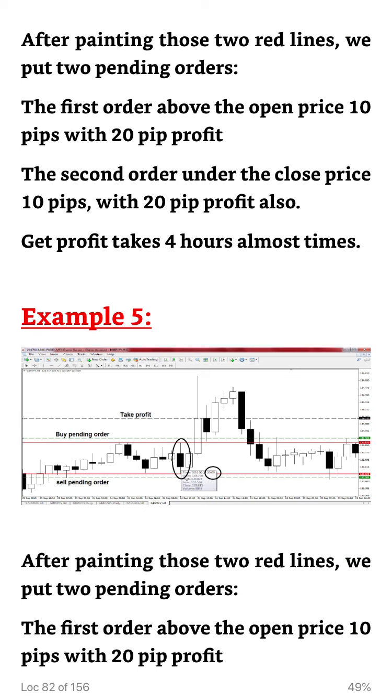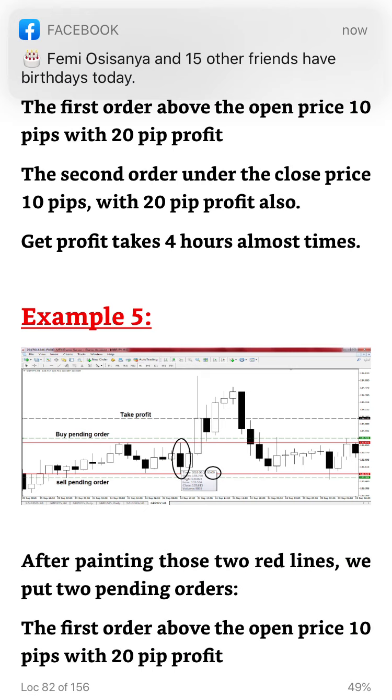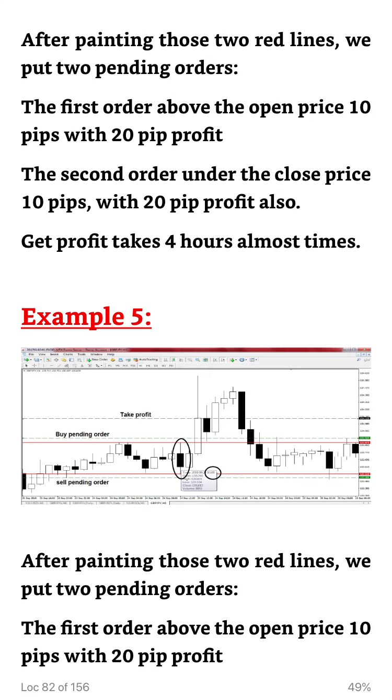Now, as soon as the market takes us out, I want you to go back and delete the other order. So if the market got us the profit with the buy pending order, like in this example, that means you want to go down and delete the sell order, because the market can come back and get you filled.